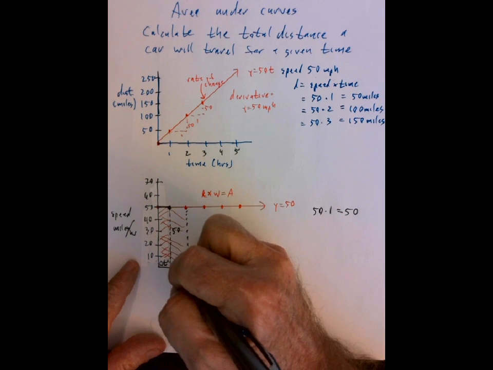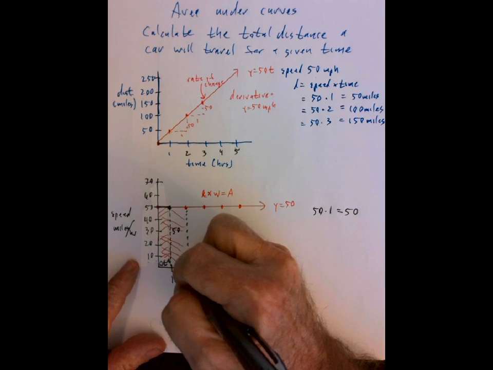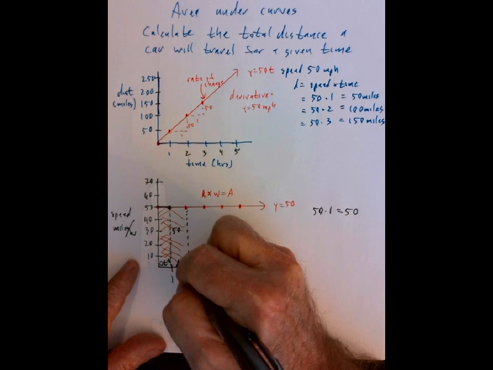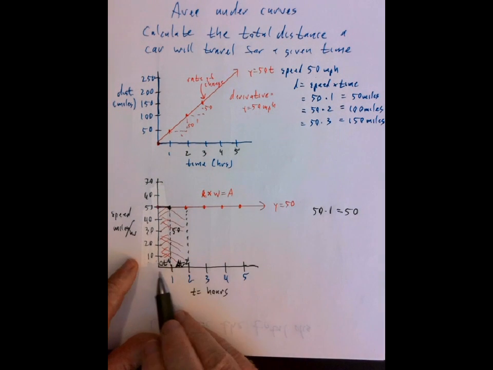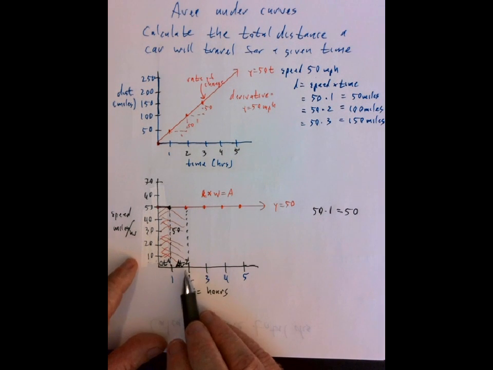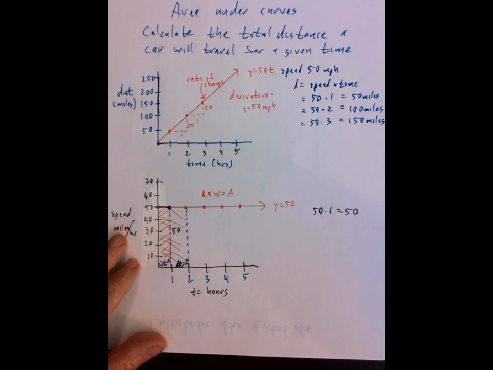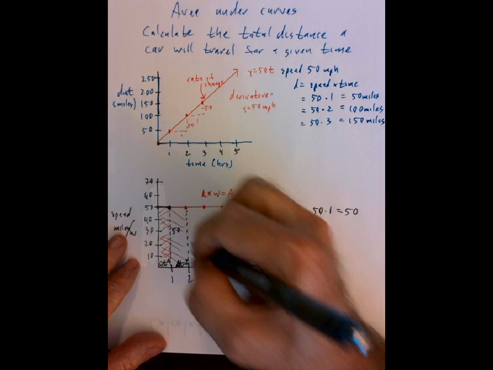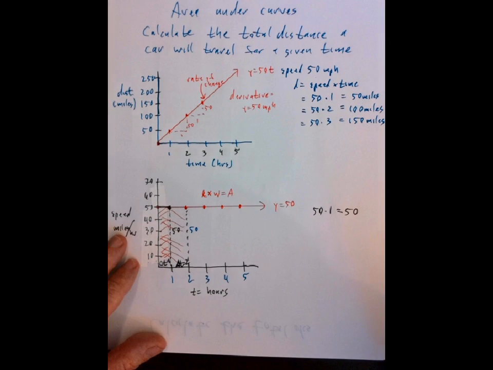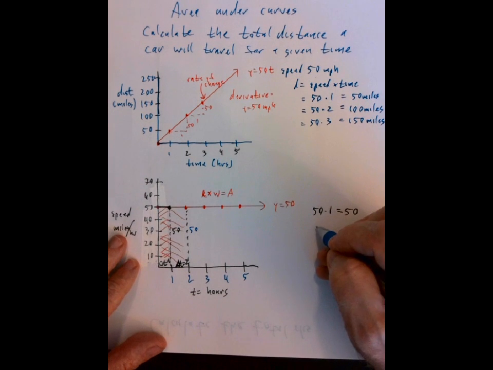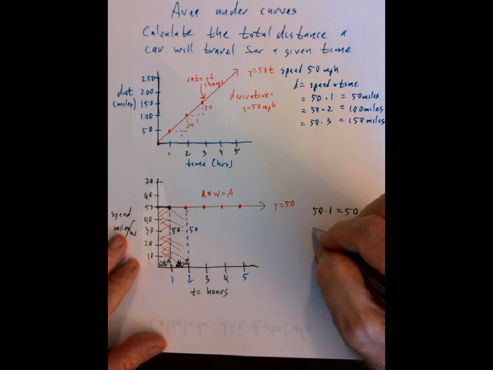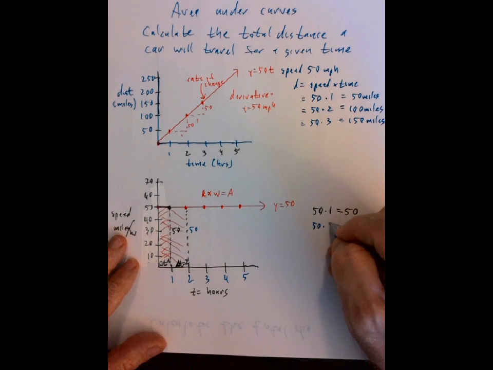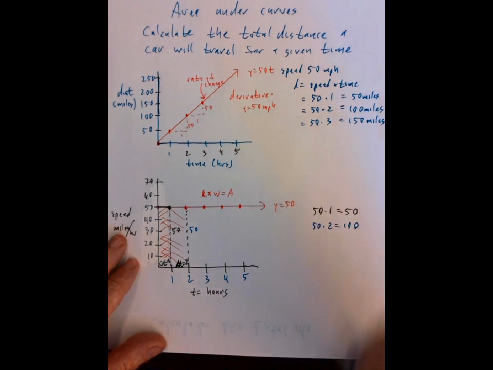This width, the delta t, is going to be equal to 2 because, see, it's 2 hours. From 0 up to 2, it's a change of time of 2 hours. The height, though, is still 50. So now the area of this rectangle is 50 times 2, which is 100.